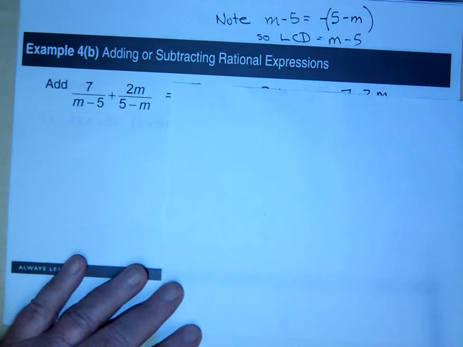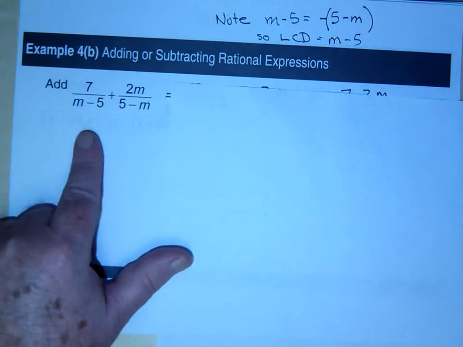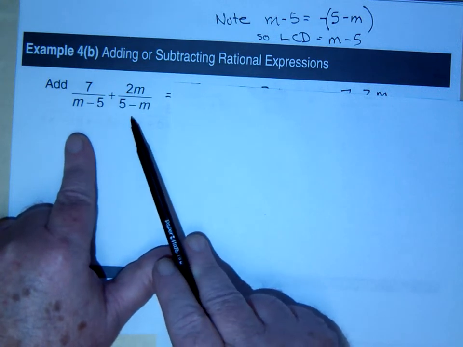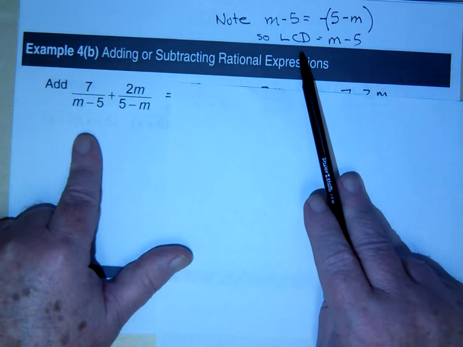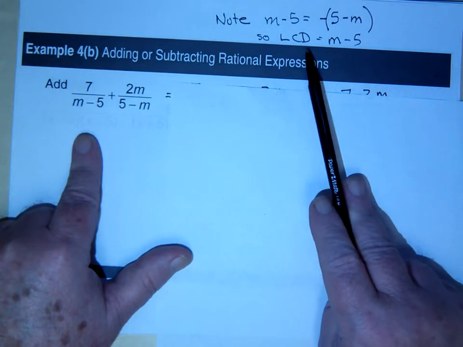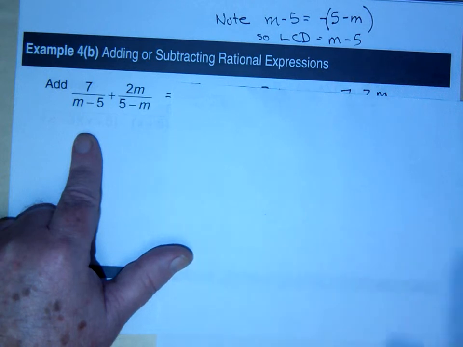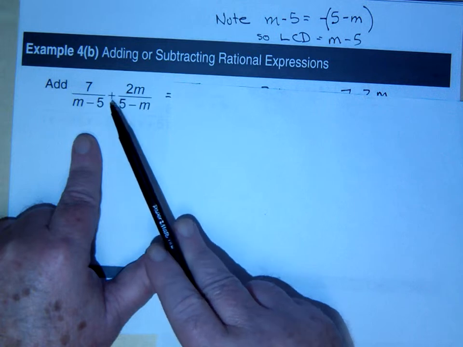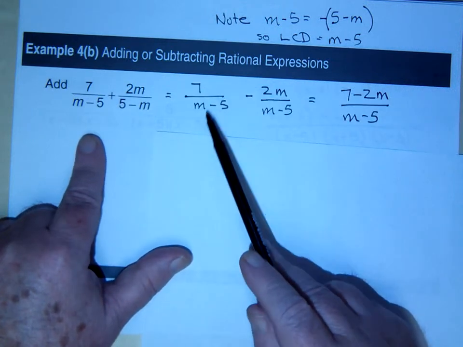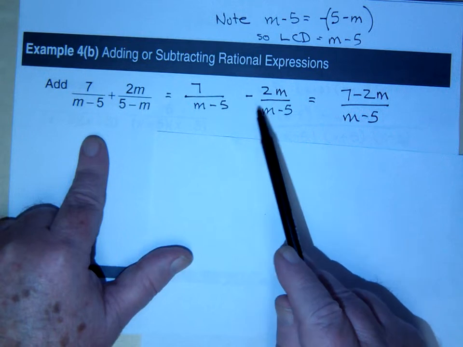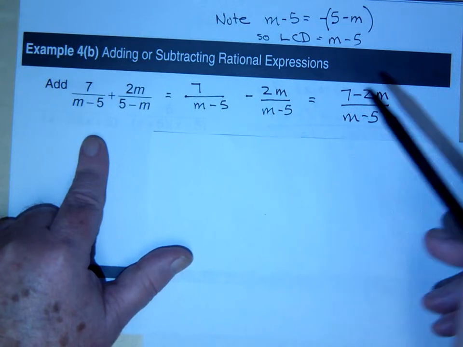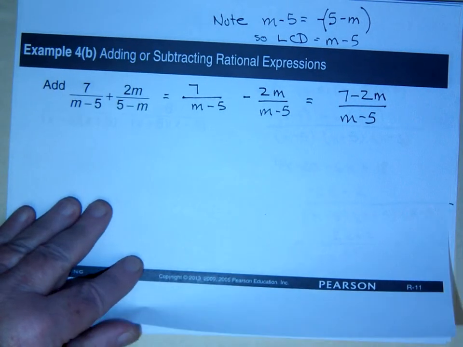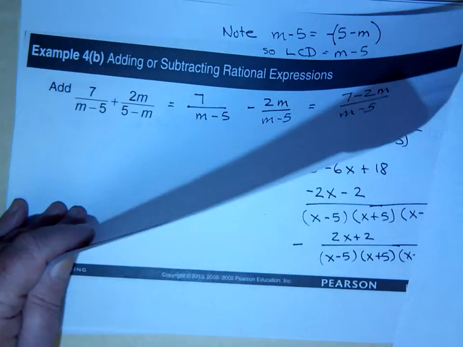Another example, we have this expression, and you should note that this denominator is minus 1 times the other denominator. So if I take my least common denominator to be m minus 5, then this is already m minus 5, and I will take the negative here and put it in front, and so I will have 7 over m minus 5 minus 2m over m minus 5. So I have 7 minus 2m over m minus 5, and that's my answer to that problem.